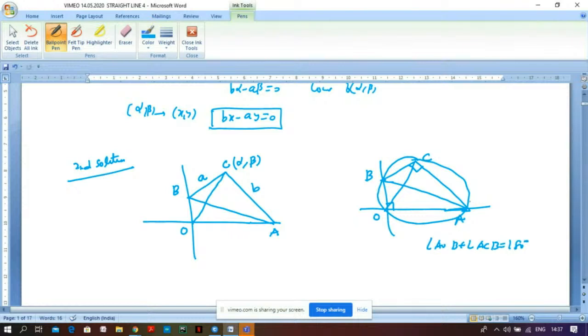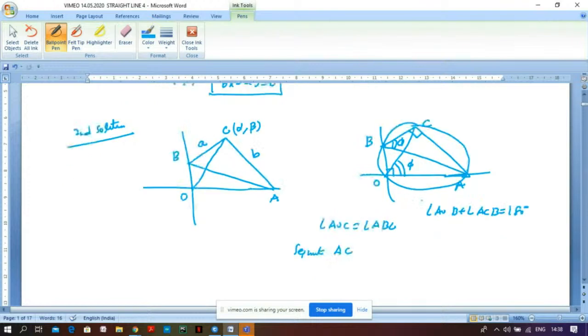Now I can say by the properties of angles in the same segment that if I consider segment AC, then this angle equals this angle. Means angle AOC equals angle ABC. Both are made by segment AC, on the same side, and so they are equal. So let's call them phi and phi. So now I have two expressions for phi.